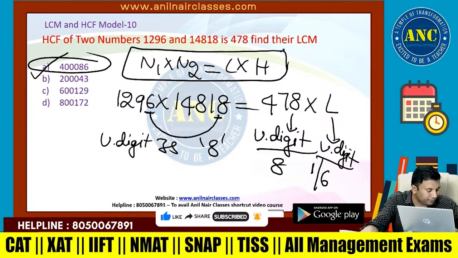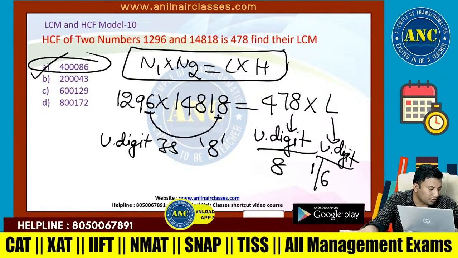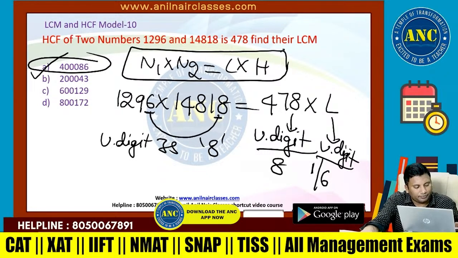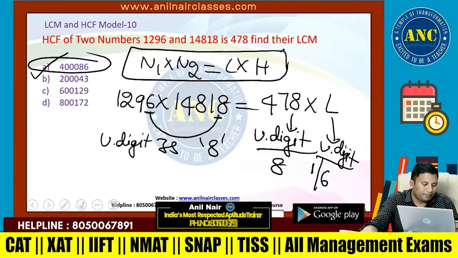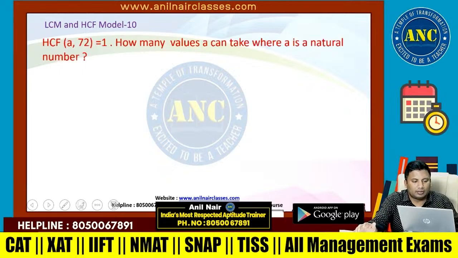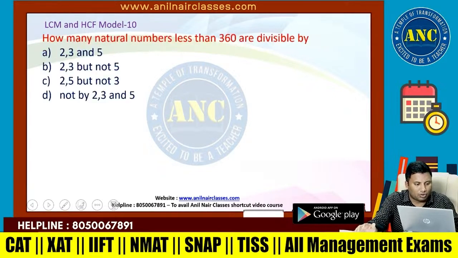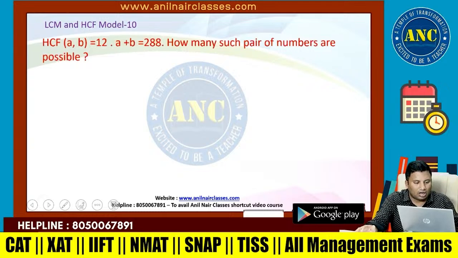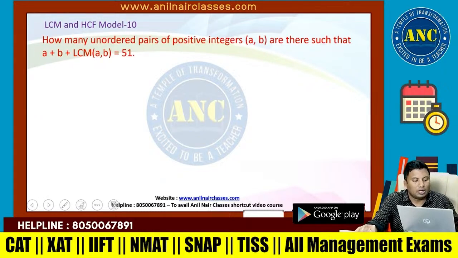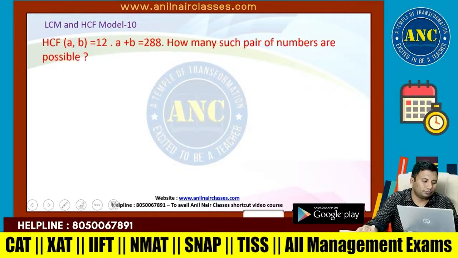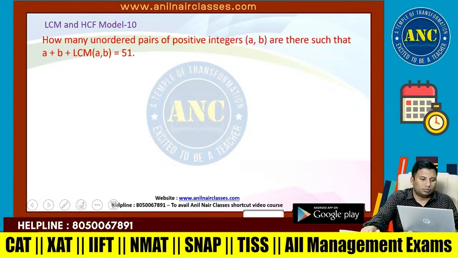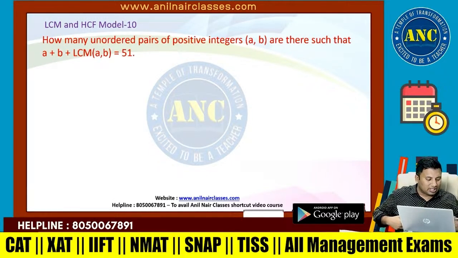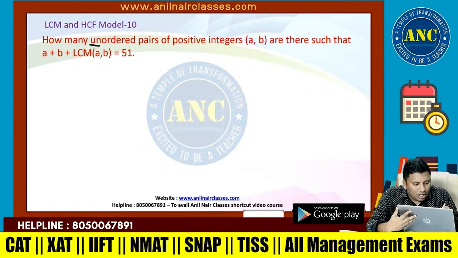Next one. Is it clear? Next. I hope it is clear. Now there are a few questions. These are all co-prime questions. Now this question we will solve. Please write down, sir. These are very, very good questions. First think, how many unordered pairs of positive integers? First write down a concept.